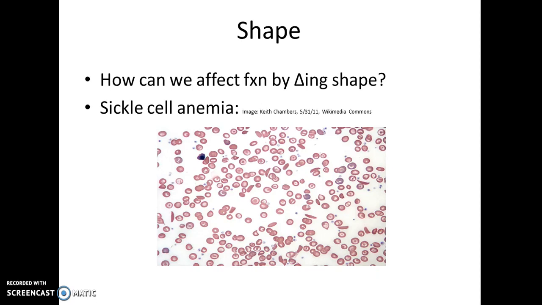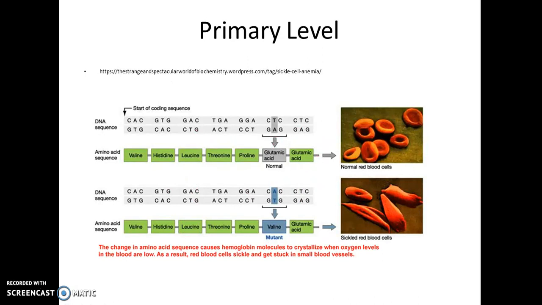So we're going to talk about sickle cell anemia. In sickle cell anemia, we have cells that, these are beautiful red blood cells that are nice and plump, and they can sickle under low oxygen conditions here. See them sickling there? See that real picture of sickle cell anemia cells. So we change the primary level. How? We change the DNA.